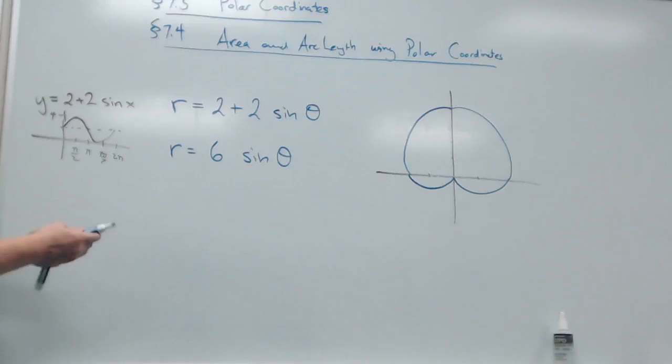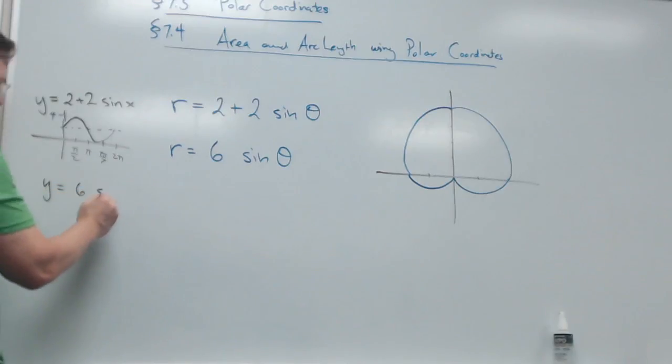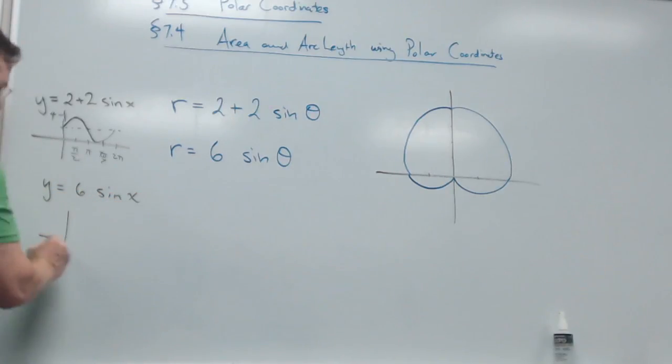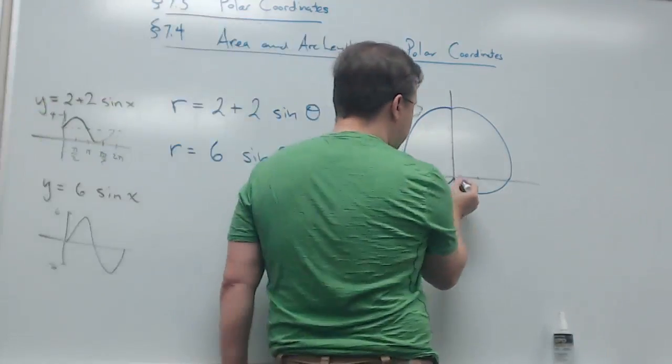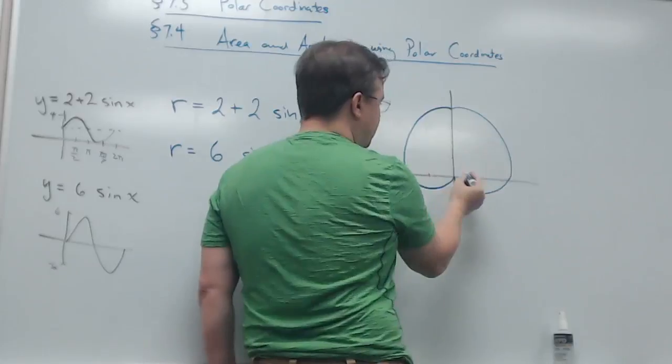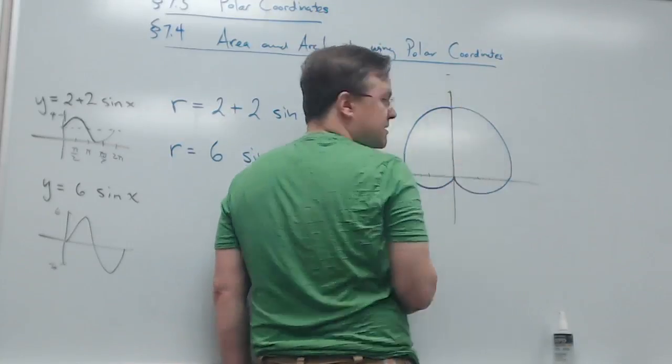And similarly, if I was to graph 6 sine x in rectangular coordinates, that's going to have an amplitude of 6. It's not shifted at all, but it is going to oscillate between 6 and negative 6, right? So in the first quadrant, I'm going to go between 0 and 6. The graph is going to start here at 0, and as I go through, it's going to increase all the way up to 6.